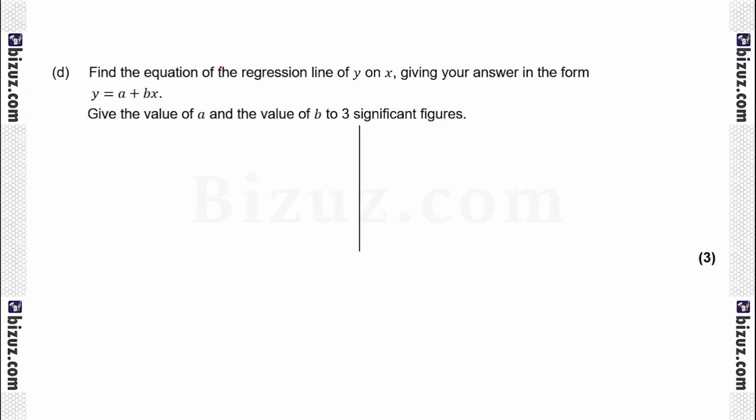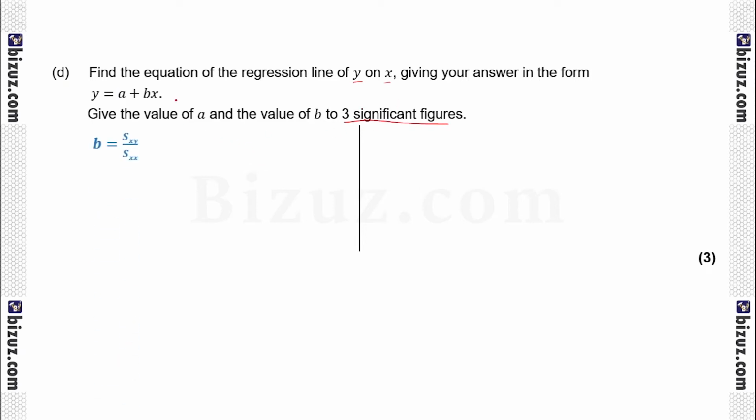So part D: find the equation of the regression line of y on x. Y on x, so this is important. We'll come back to this in a bit. Giving your answer in the form y equals a plus bx. Give the value of a and the value of b to three significant figures. So they mentioned the accuracy here, and we need to follow that.